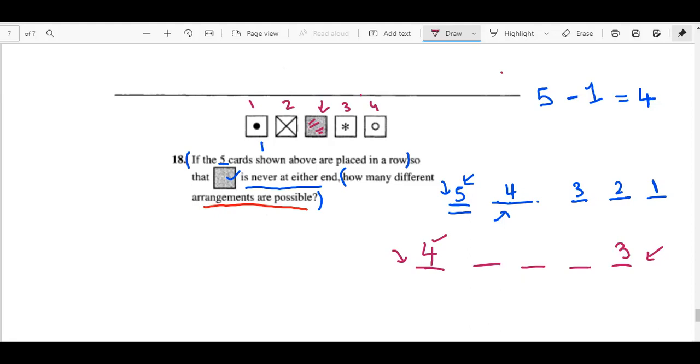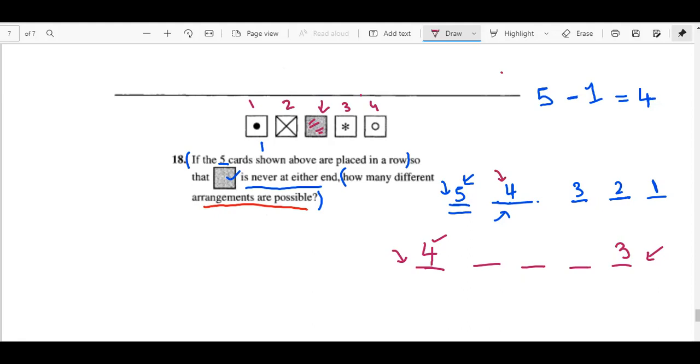Now, why did you write 3 at the other end? Because, okay, you know that for both of these ends, we have 4 options. You're clear with that part, right? You agree that for the ends? Okay, perfect. Now, look, if you have used one card, just like we write 4 here after 5, because of that fact, I'm writing 3 here.